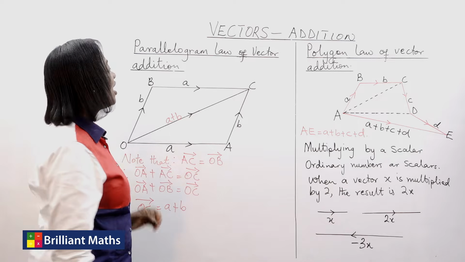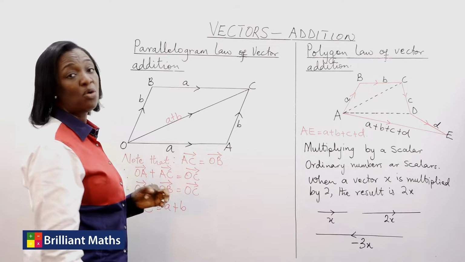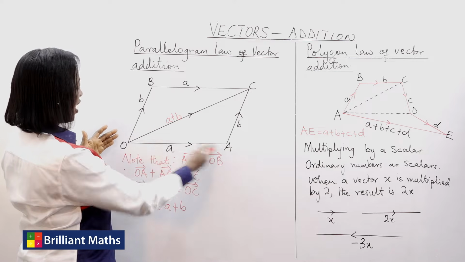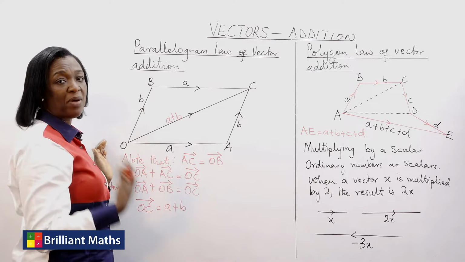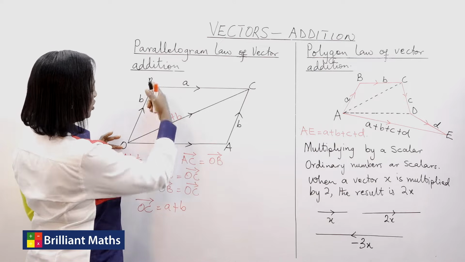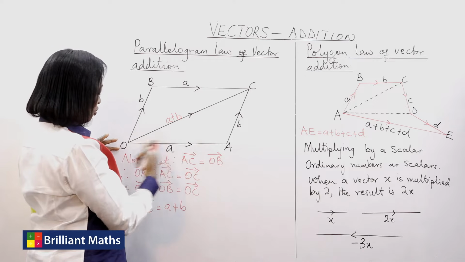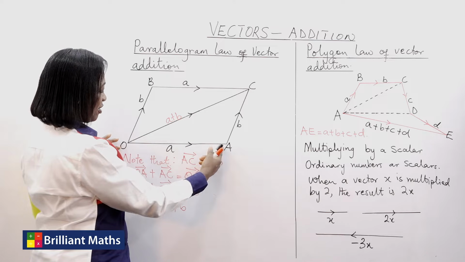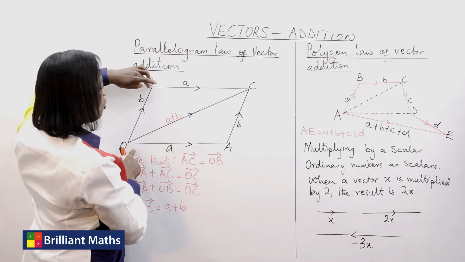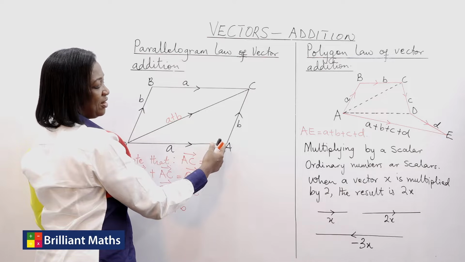Let's look at vector addition. We have the parallelogram law of vector addition, where you can add 2 vectors together. So let's consider the vector OA and vector OB. Using the parallelogram law, we complete a parallelogram to add both. So OA is a and OB is b. To complete the parallelogram, we draw the other 2 sides, which are BC and AC.